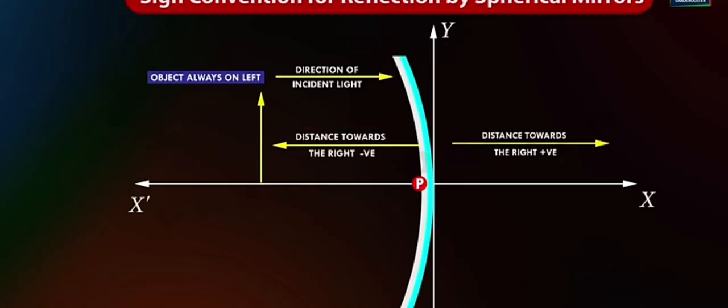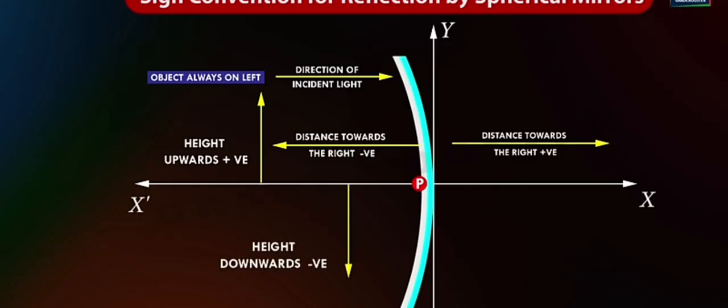Height above the principal axis. Distances measured perpendicular to and above the principal axis along the positive y-axis are considered positive. This is used to determine the heights of the objects and images above or below the principal axis. Height below the principal axis. Distances measured perpendicular to and below the principal axis along the negative y-axis are considered negative. This convention ensures that heights below the principal axis are assigned negative values. These sign conventions are fundamental for analyzing and solving problems related to spherical mirrors.